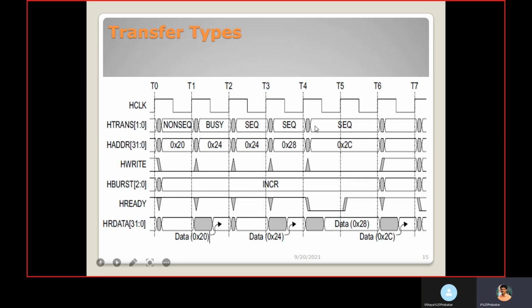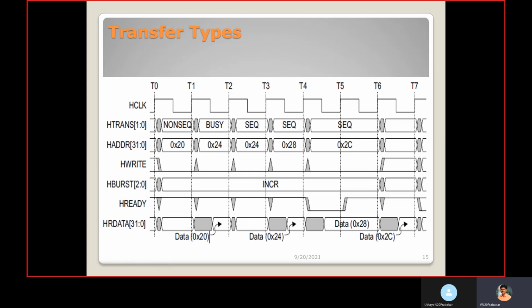So sequential is a continuous transfer, right? So addresses are incremented continuously here. This is the non-sequential starting address. We are performing a read. Next cycle, this is the address phase, and this is the data phase. Here HWRITE is 0, that means read. So in HRDATA, we are getting the corresponding read data.